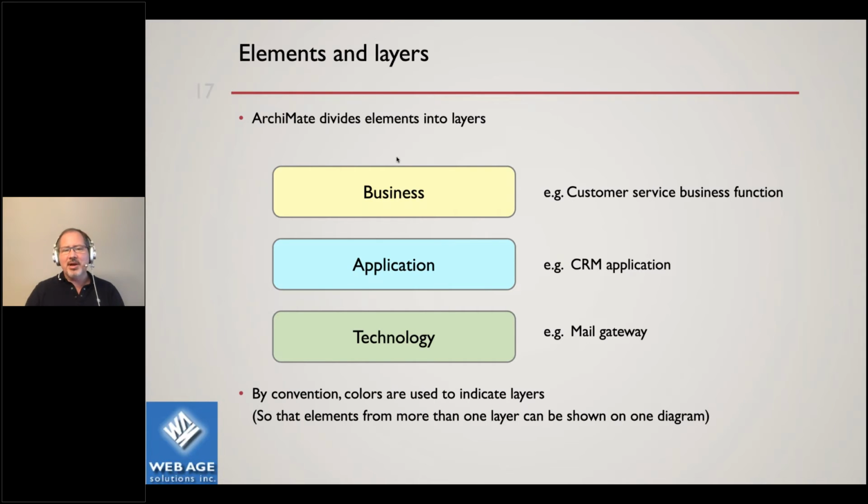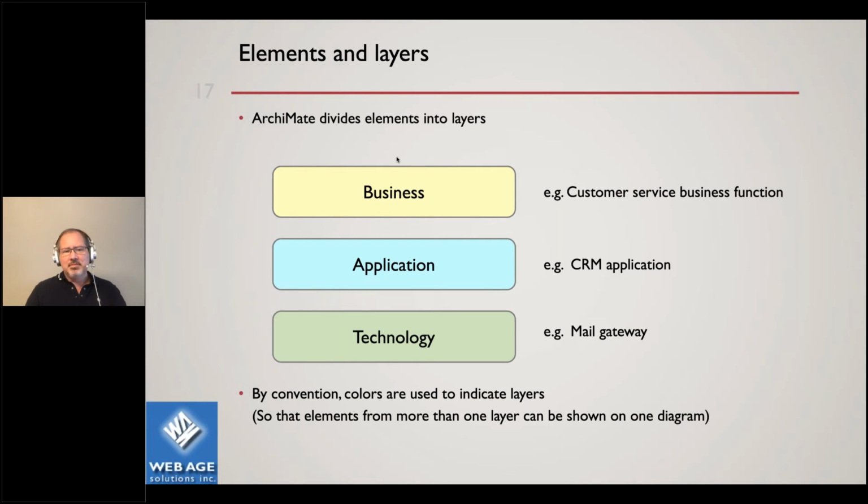And the technology layer captures those things that are the underpinning technology, the things that applications are built on. So here, an example might be a mail gateway. It might be a common shared service the CRM makes use of for sending email blasts.